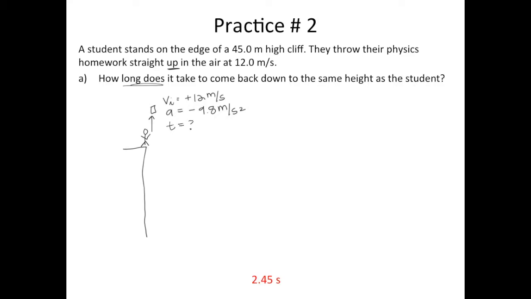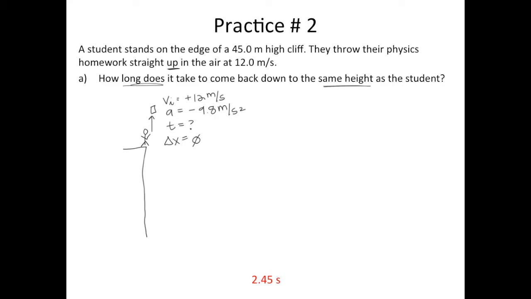Okay, and the last thing is we know that if it comes back down to the same height as the student, let's think about what that means for displacement. If it comes back to where it started, what will its displacement have been at that point? The answer is 0. Okay, think about that for a second. If it comes back exactly where it started, the final position minus the initial position is 0. It hasn't displaced any. So that was our key piece of information here.